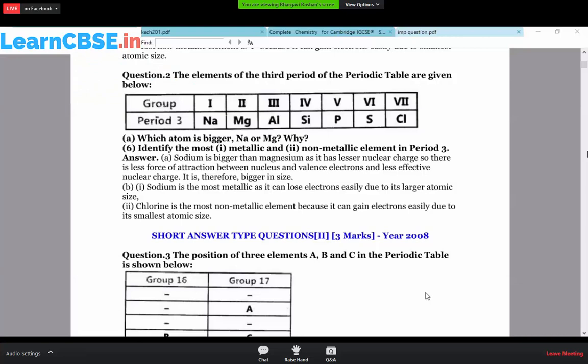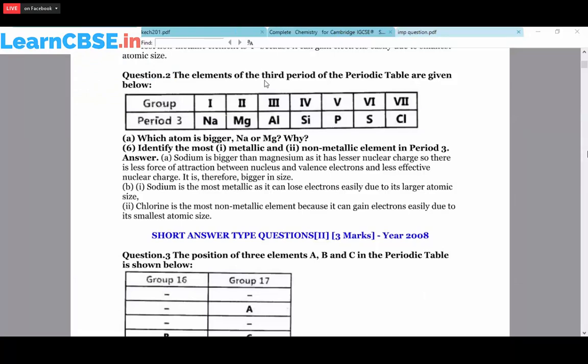Second question. The elements of the third period of the periodic table are given below. Period 3: sodium, magnesium, aluminum, silicon, phosphorus, sulfur and chlorine. The first question is, which atom is bigger, sodium or magnesium? Why? So sodium is bigger than magnesium.